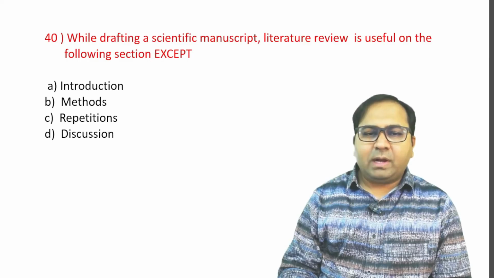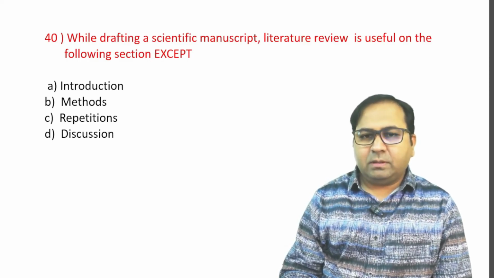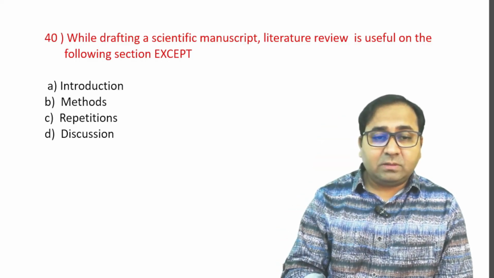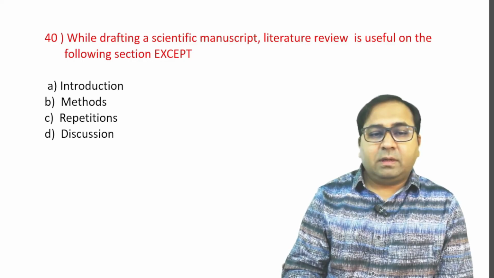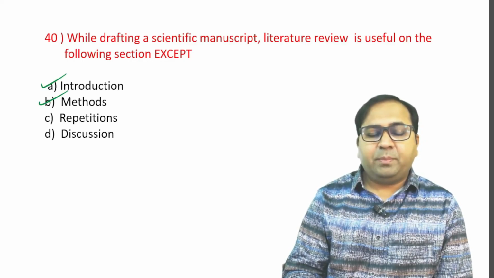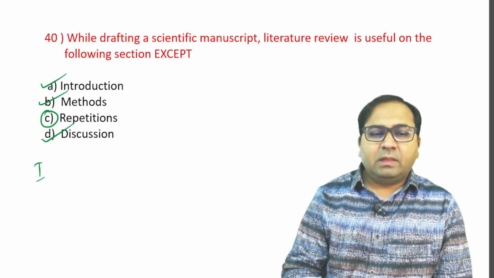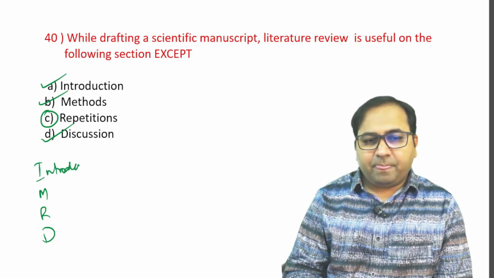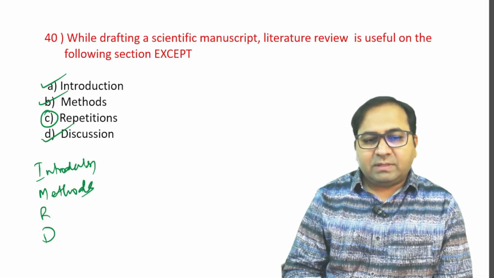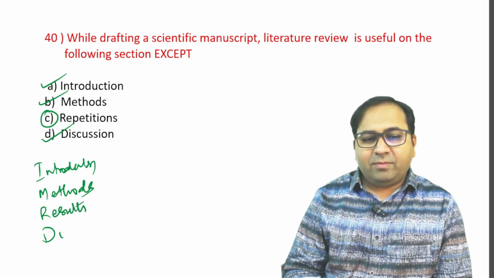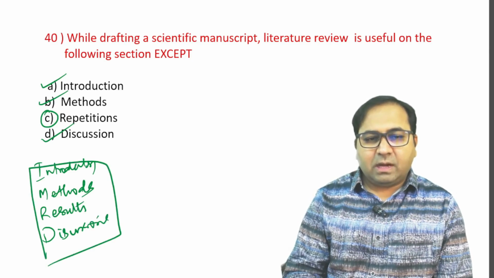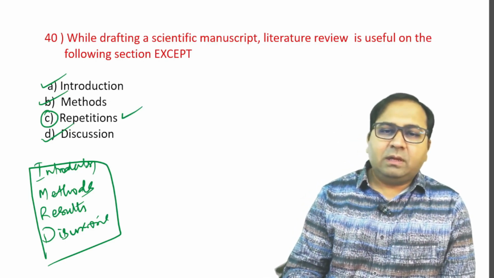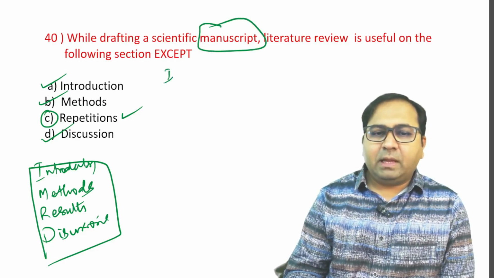Next question. While drafting a scientific manuscript, the literature review is useful in the following sections except. Options are A. Introduction, B. Methods, C. Repetitions, or D. Discussions. The answer is C. Introduction will be there, methods will be there, repetitions are not there, and discussion will be there. In the IMRD structure in manuscript writing, you will have introduction, methods, R will stand for results, and D will be discussions. So they have simply changed the R from results to repetitions and given a question. So please remember this question and the answer. In manuscript writing, it will be the IMRD structure.